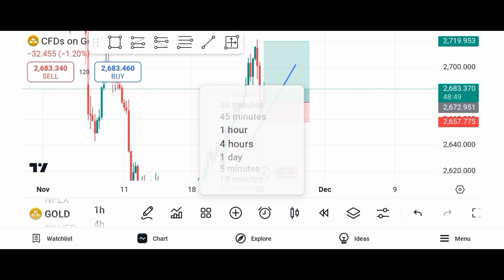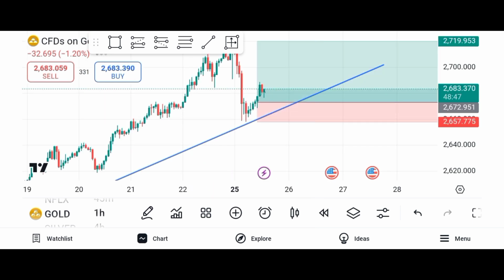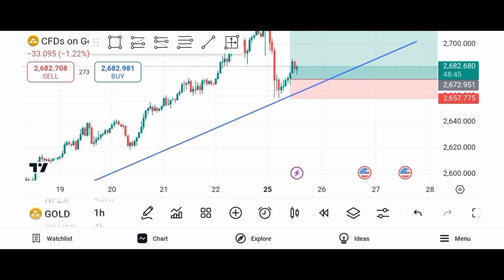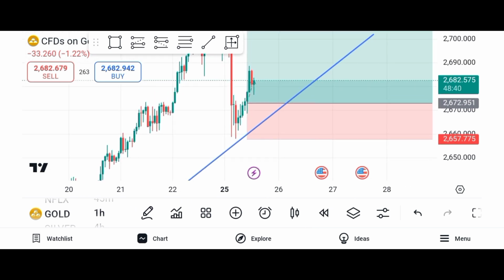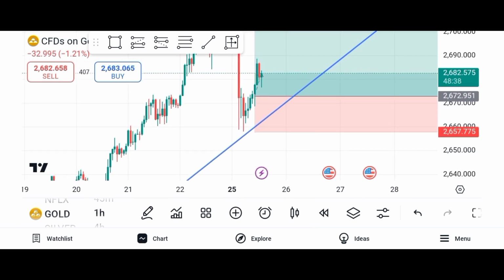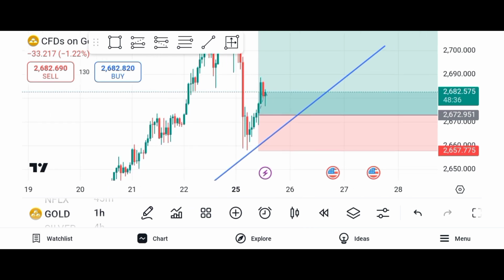So going back to the 1 hour time frame, you can see that we are also in an uptrend. So this is an uptrend basically. So you now know what an uptrend is and what a downtrend is, and what to use them for.